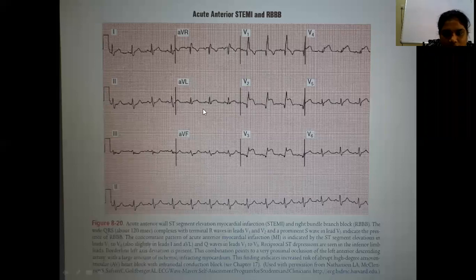So here you are able to see the widening of the QRS complex with terminal R waves in lead 1 and lead 2, and appropriate S waves in the V3s. Here we are able to see the ST segment elevations also, which indicate the MI, and the Q waves in leads V1, V2, and V3.